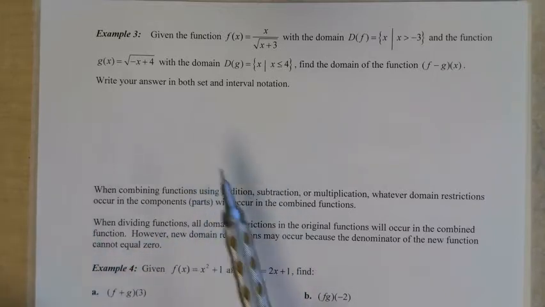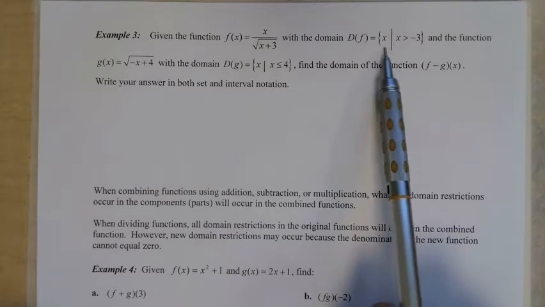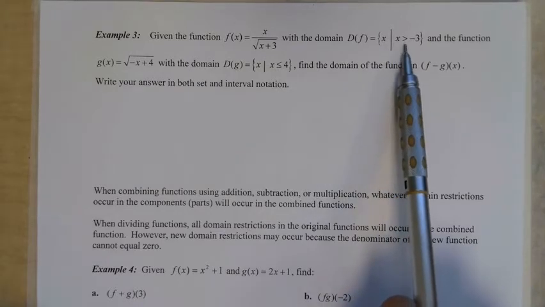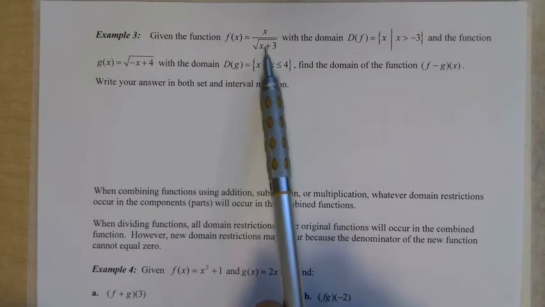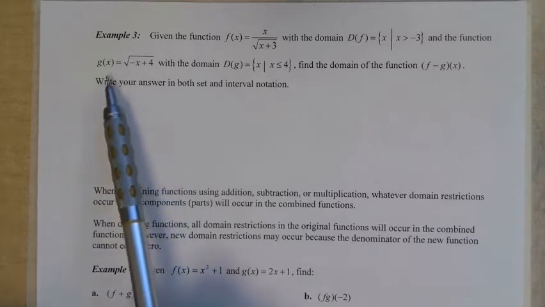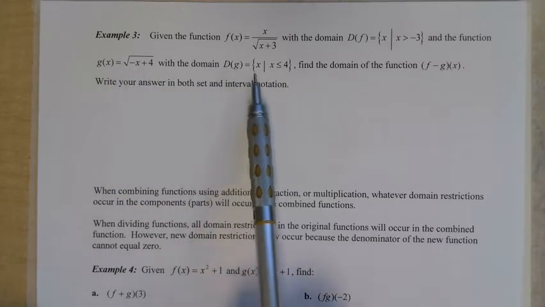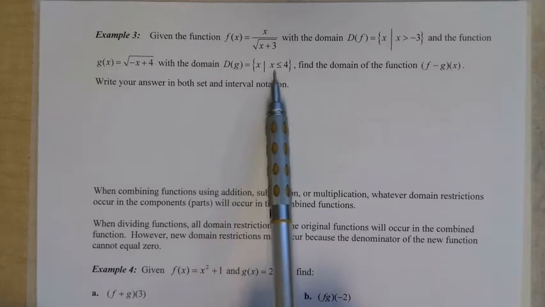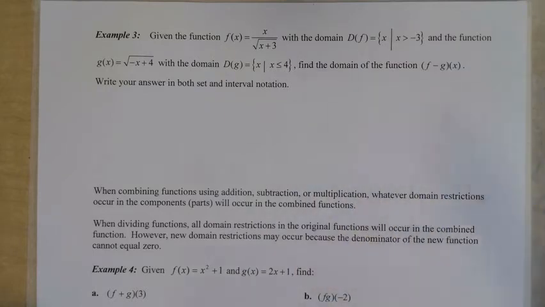Let's look at another. Given this function, f of x is x over x plus 3, where the domain is x such that x is greater than negative 3, and I can see that comes from here, where it can't be 0 and it has to be bigger than negative 3, so that's not a negative number. And the function g of x is negative x plus 4, with the domain of g being x such that x is less than or equal to 4. So here we've got two domains. Find the domain of the function f minus g of x. So I need to combine those domains.